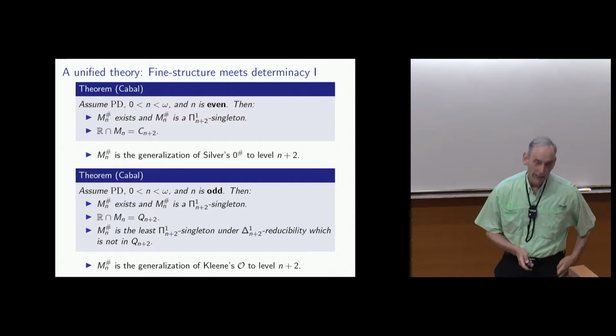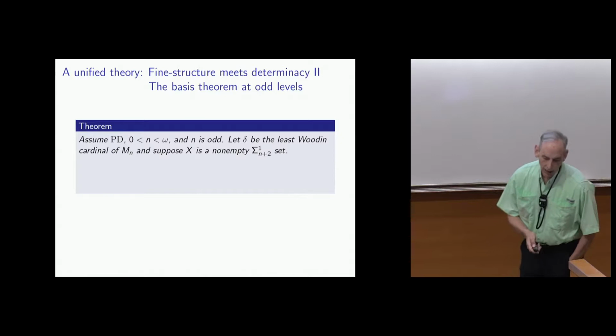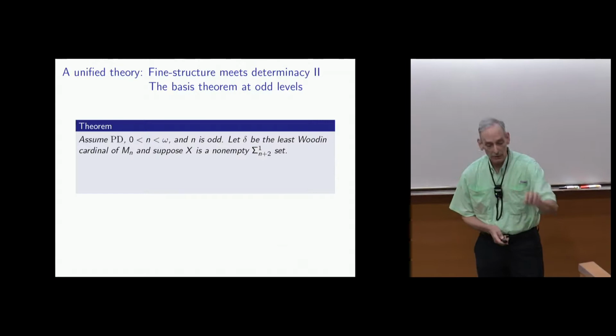Okay, but remember we get a basis theorem. But in the fine structure view, you get a much finer version of that basis theorem. And so I'd like to state that theorem. So now we're going to be assuming PD and n is odd. Let delta be the least Woodin cardinal of M_n. Remember, M_n is the inner model with n many Woodin cardinals.